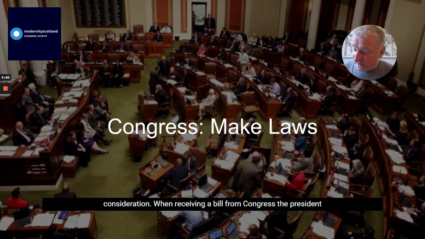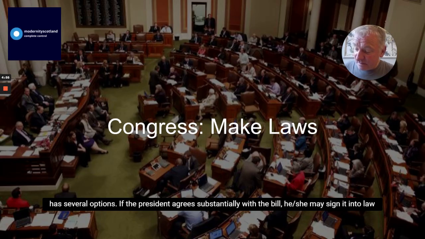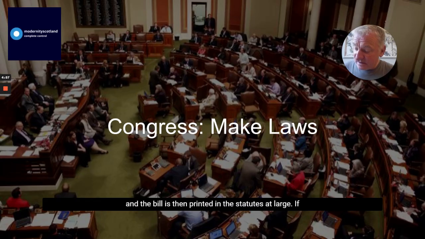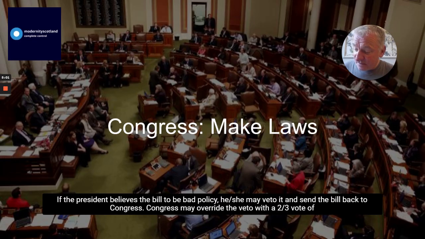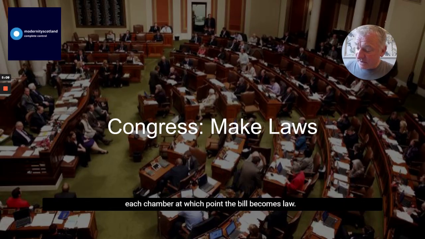When receiving a bill from Congress, the President has several options. If the President agrees substantially with the bill, he or she may sign it into law, and the bill is then printed in the statutes at large. If the President believes the law to be bad policy, he or she may veto it and send it back to Congress. Congress may override the veto with a two-thirds vote of each chamber, at which point the bill becomes law and is printed.